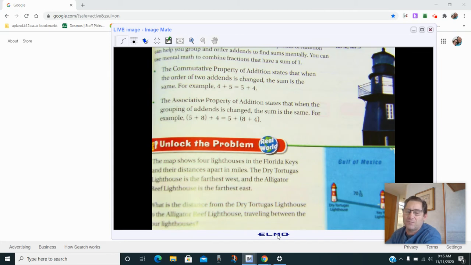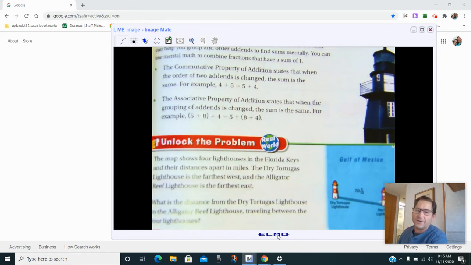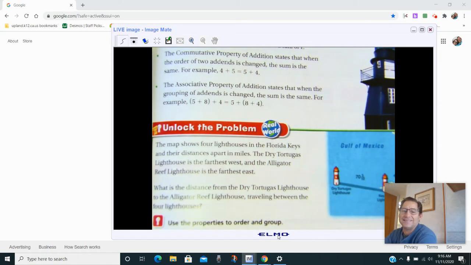sum is the same. For example, when we were adding 4 plus 5, that's the same as adding 5 plus 4. The associative property states that when the grouping of addends is changed, the sum is the same. For example, if I have 5 plus 8 plus 4, well, I'm going to get the same answer if I group the 8 with the 4 to add first. So 5 plus 8 plus 4 in parentheses. Okay, so initially they were grouping the 5 plus the 8, and on the other side they grouped the 8 plus 4 to start the problem.